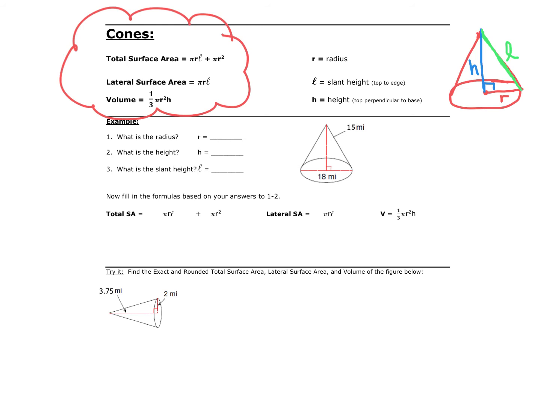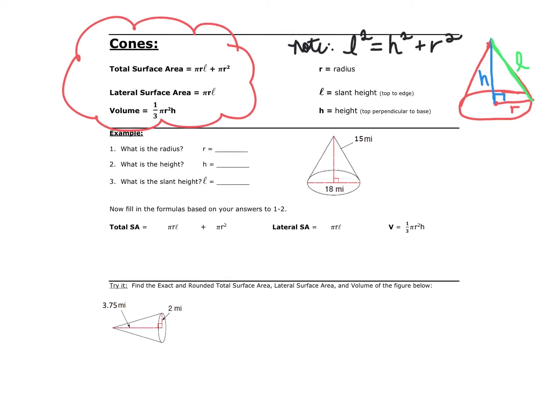Okay, so do you see a right triangle here? And if you'll please note that the slant height squared is equal to the height squared plus the radius squared. So if we're missing any one of those, we can always find the answer using that Pythagorean theorem.